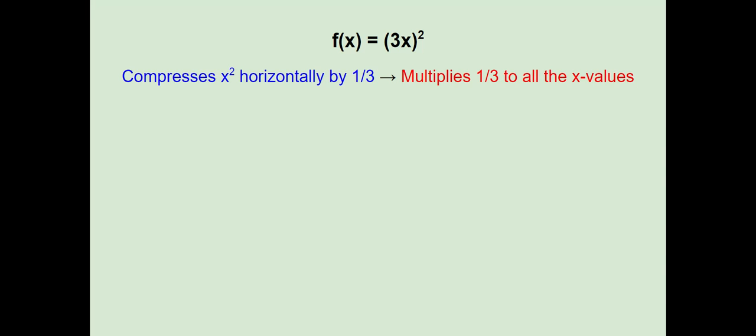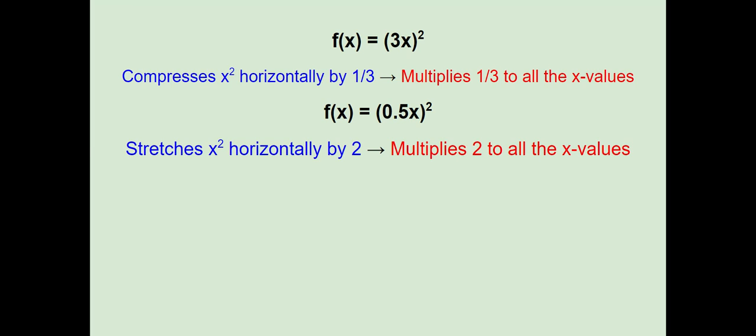If I multiply by 3 on the inside, and remember to inverse what I think, this will actually compress horizontally by 1/3, but what am I doing? I'm actually multiplying all the x values by 1/3. And then if I multiply the inside by a number less than 1, I'm going to stretch horizontally, but what am I really doing? I'm really multiplying all the x values by 2.